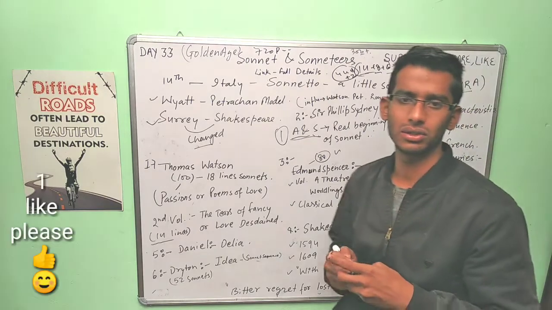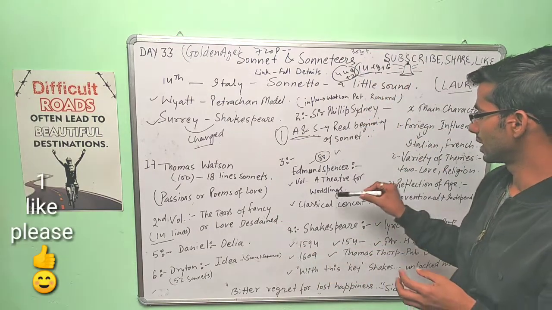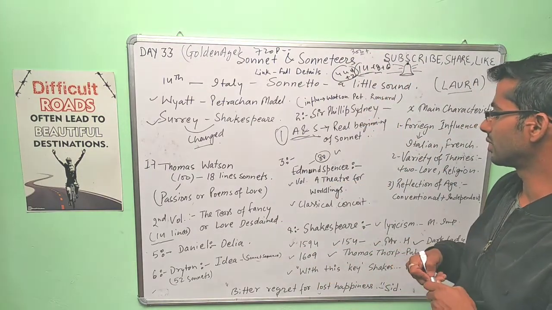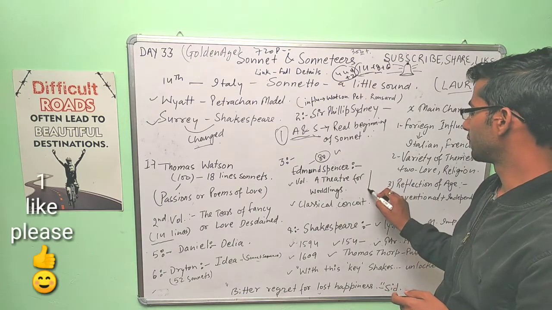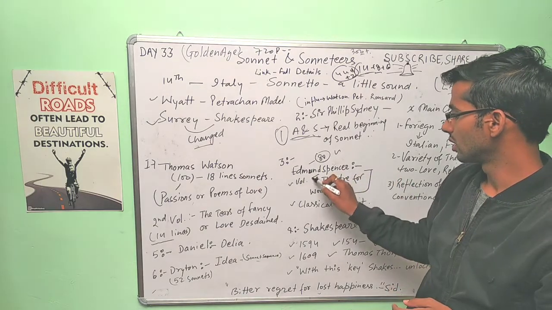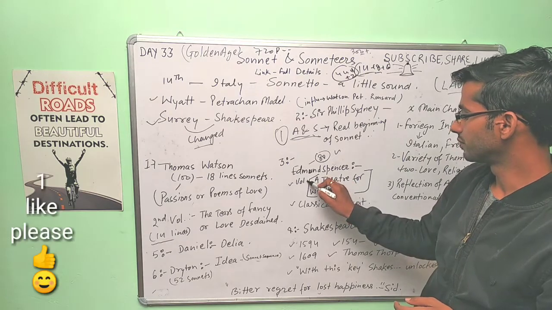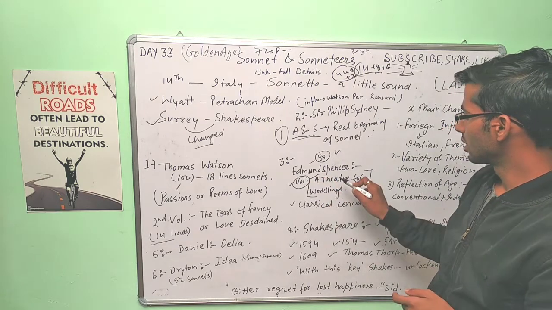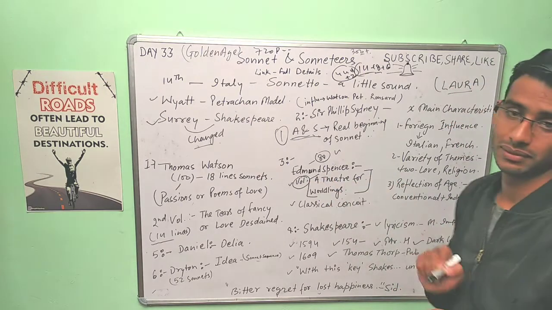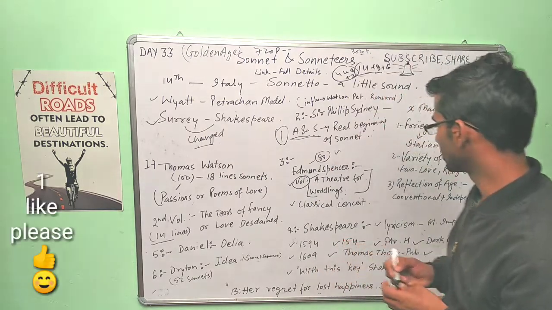The collection of sonnets is called Amoretti. His first volume is called The Theatre of Worldlings. So if you don't know, write this down: The Theatre of Worldlings. Write down this.